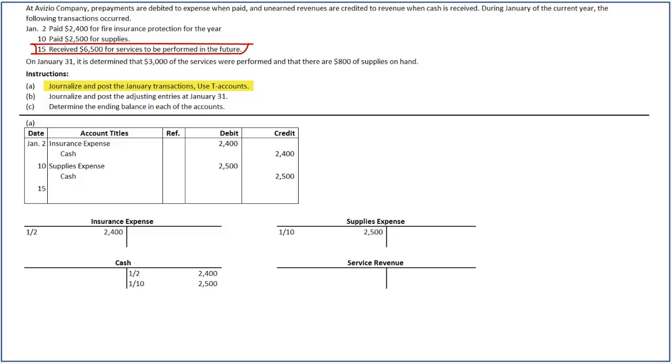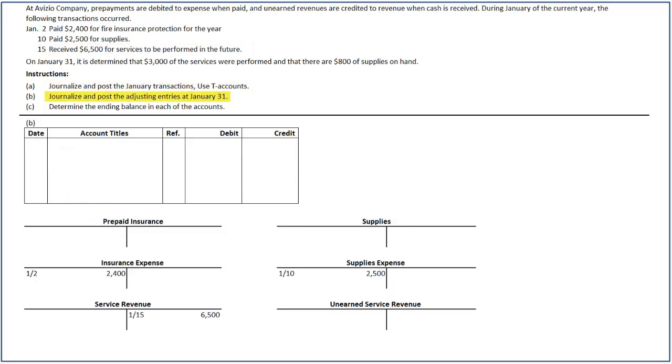On January 15th, Visio received $6,500 for services to be performed in the future. To record this unearned revenue, we debit cash, an asset account, for $6,500 and credit service revenue, a revenue account, for the same amount. This transaction is posted to the ledger by recording $6,500 in the debit column of the cash account and $6,500 in the credit column of the service revenue account.